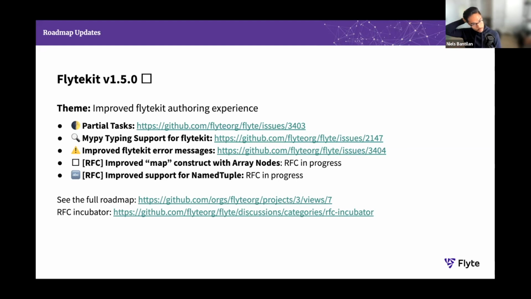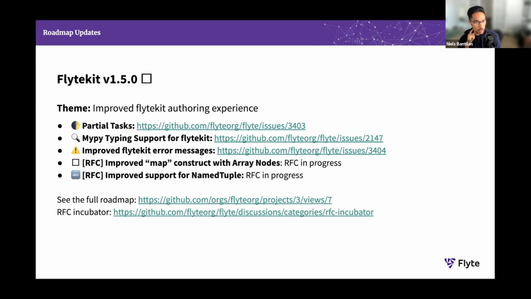So for 1.5.0, we are going to focus on partial tasks. This is something that will be useful building blocks in and of themselves, but coupled with map tasks, this will help improve the ergonomics of both reusing tasks, partially binding inputs to tasks and reusing them in your workflows, but then also partially binding inputs to tasks that you want to map over so that you can avoid having to write that extra task when preparing inputs for your map tasks. So that should improve things by quite a bit.